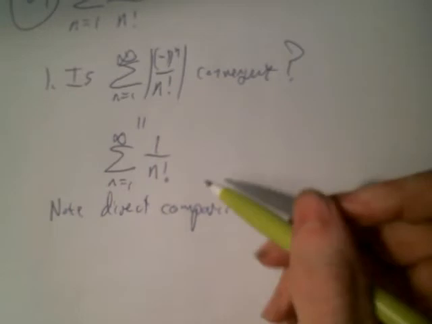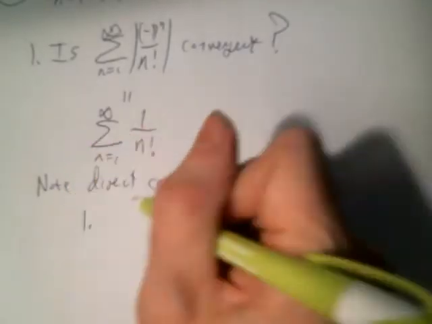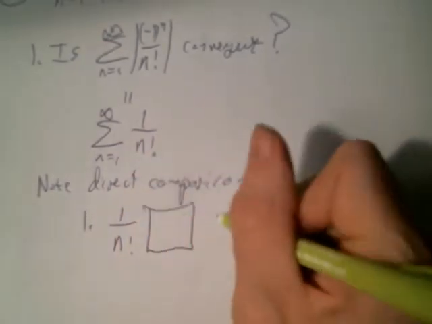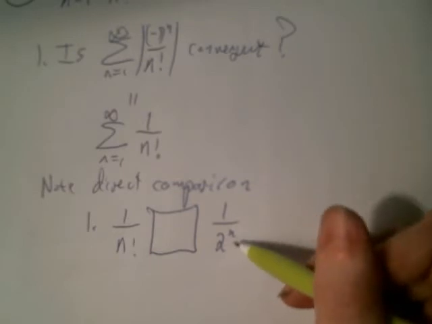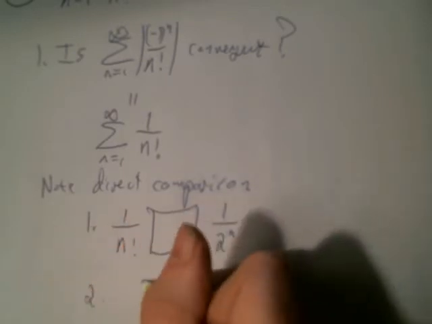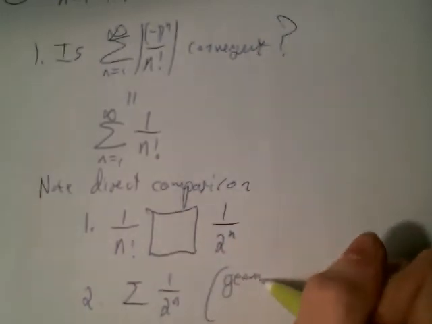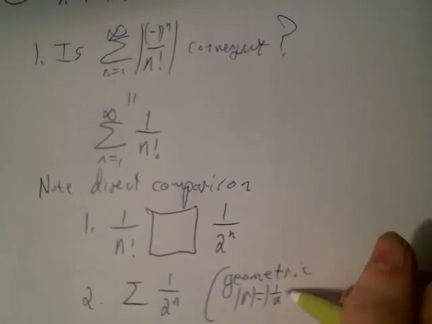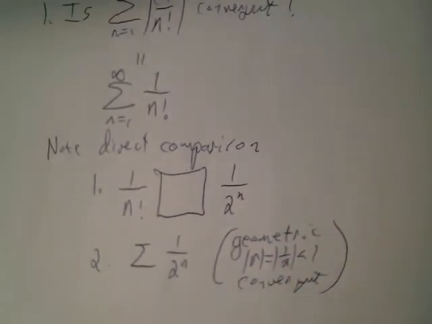Okay. In particular, 1 over n factorial just grows like bananas. In my direct comparison test, I'll compare the guts of this series, the 1 over n factorial, to 1 over 2 to the n, which is basically the guts of a geometric series that's convergent. Note the series 1 all over 2 to the n is a geometric series. The r value is 1/2, such that the absolute value of that is less than 1, so hence it's convergent.